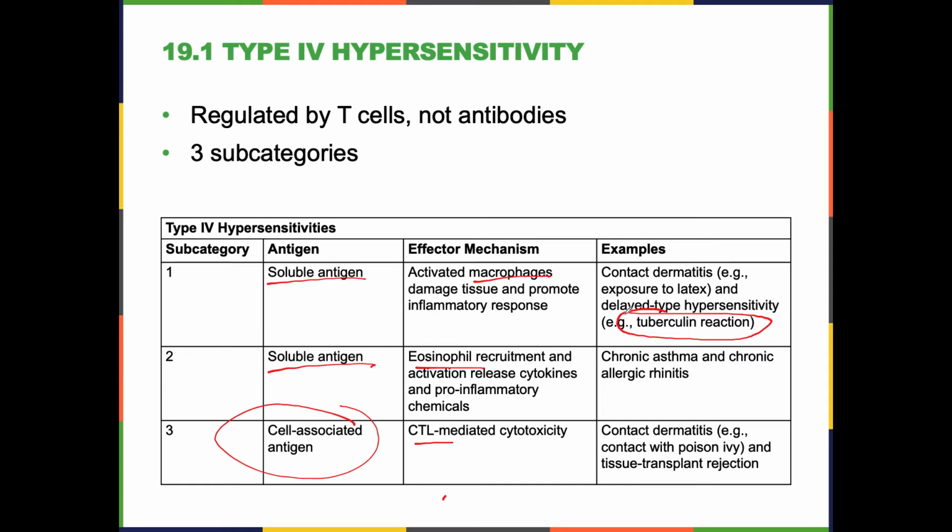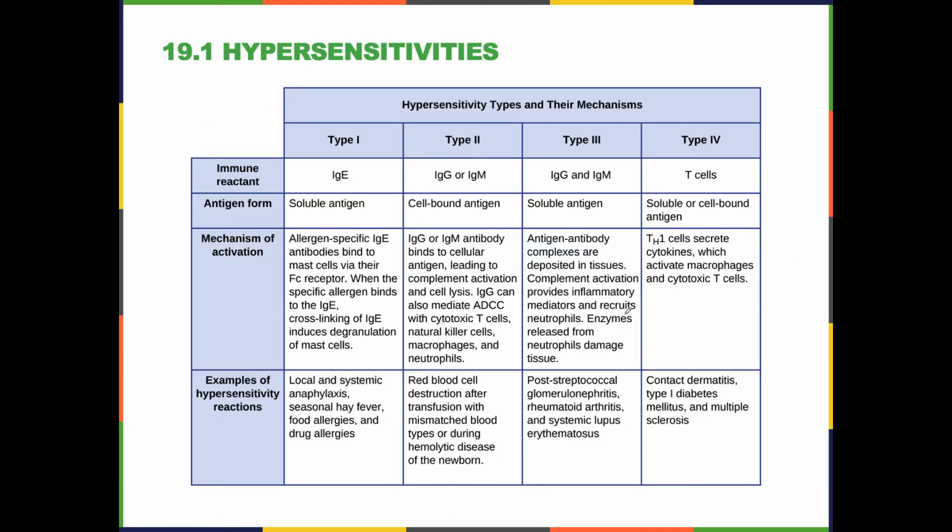Okay, those are hypersensitivities, right? There's a wonderful chart table in your book that goes over the type 1, 2, 3, and 4 hypersensitivities: what is causing it, what is mediating it, whether it's things like IgE, IgG, IgM, or T cells, what the antigen looks like, what the mechanism of activation is, and then some examples. So this is a really nice summary of it. If you're not much of a reader, though, I would go back and just look at the slides.